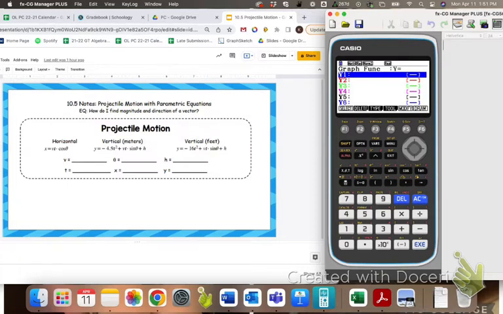All right, so the first thing that we're going to do, I went ahead and reset my calculator so you guys can see this from the beginning. The first thing we want to do is change the type, so F3, to parametric. And that's going to give us that X1, Y1 option.